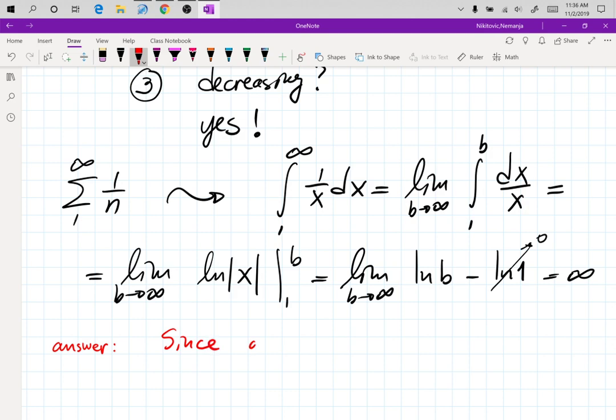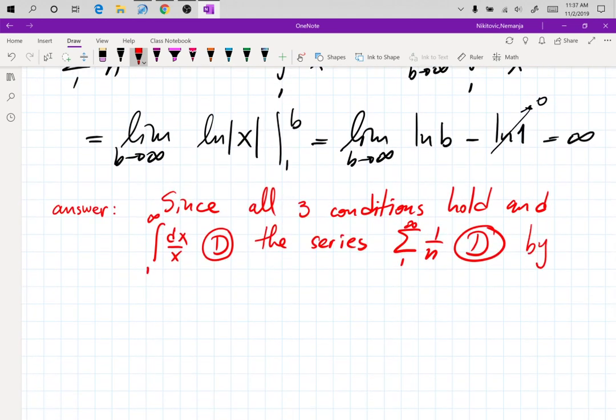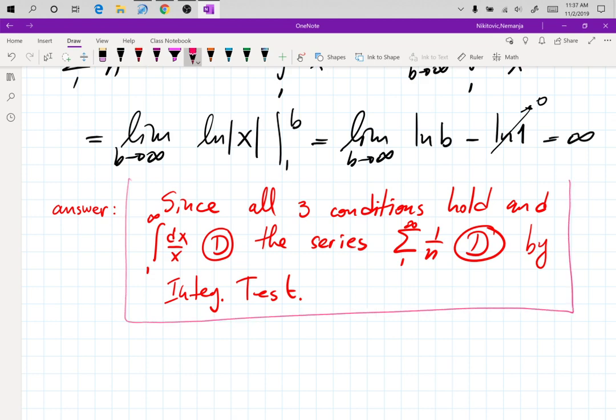Since all 3 conditions hold, and the integral from 1 to infinity of dx over x diverges, the series summation 1 over n from 1 to infinity diverges by the integral test. This is your answer, guys. This paragraph here is your answer.